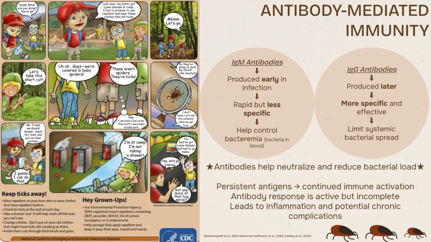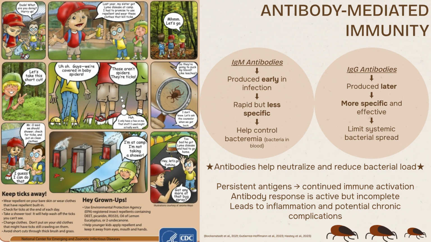The adaptive immune system provides a more specific response to infection. Antibody-mediated immunity is a key part of that response. After activation, B cells differentiate into plasma cells that produce antibodies targeting Borrelia. IgM is produced in early infection and helps control bacteria in the bloodstream, but it is less specific. IgG is produced later, but is more specific, and helps limit the spread of infection into tissues.